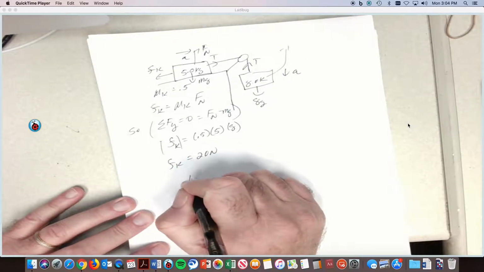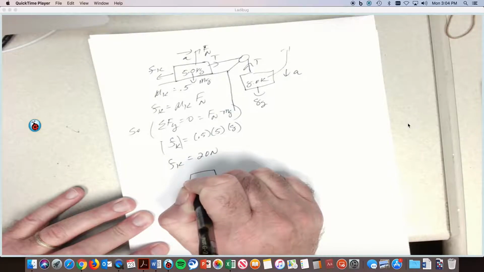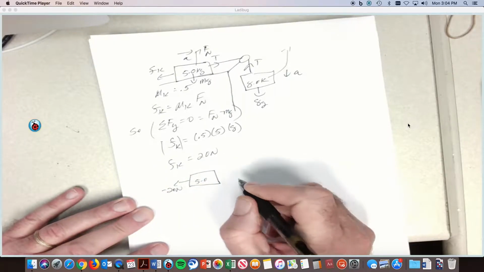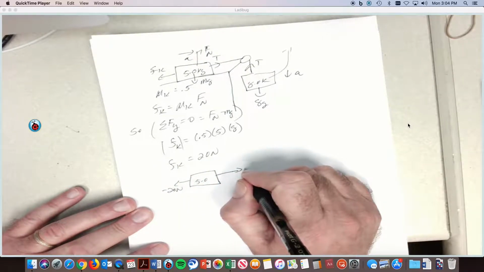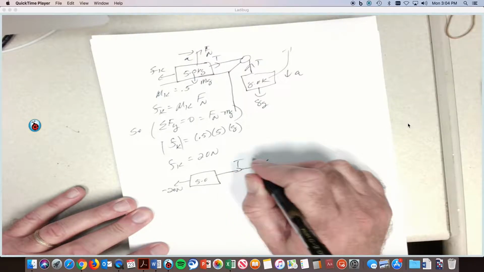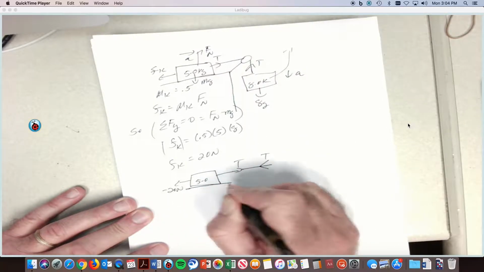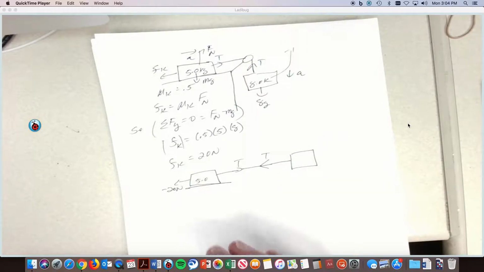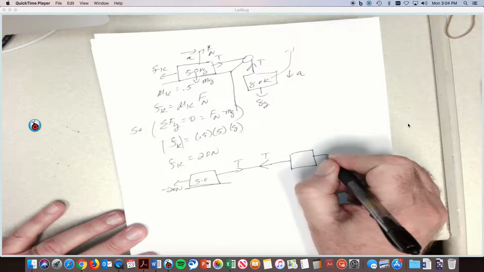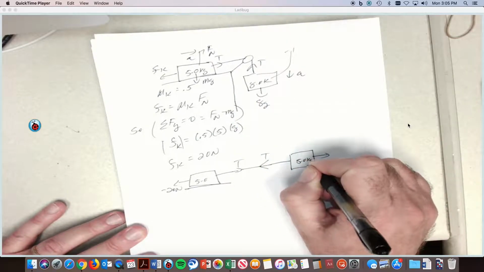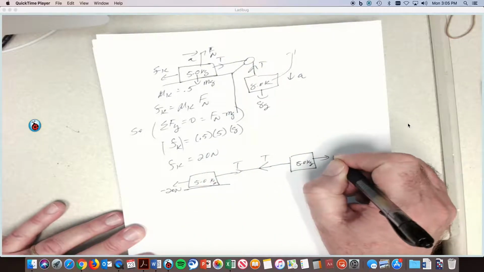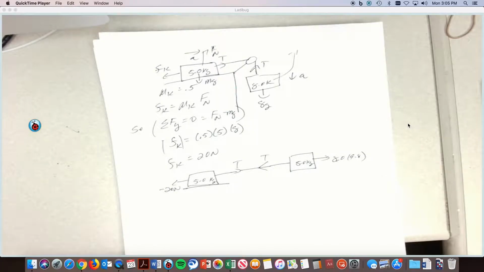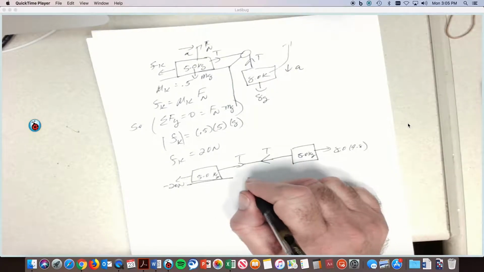So here's what we got. Let's build our train here. 5 kilograms, 20 newtons going this way, negative 20 newtons going this way, a tension going this way, a tension coming back this way. See, we took care of the friction, and this one doesn't have any friction because it's hanging, okay? And 8g going this way, 8 kilogram, 5 kilogram, and 8.0 times 9.8 going this way, all right? And then the whole system is accelerating that way.